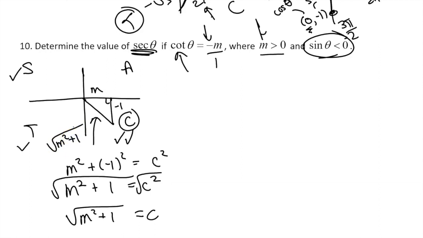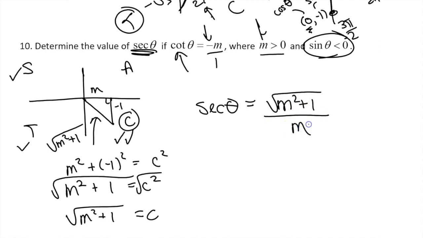Based off of that, let's see what would end up happening. We could say then that secant would be hypotenuse over adjacent, and our hypotenuse is going to be root m squared plus 1, and our adjacent is m right there. So secant, the reciprocal of cosine, hypotenuse over adjacent, we get root m squared plus 1 over m. Okay, there you have it.